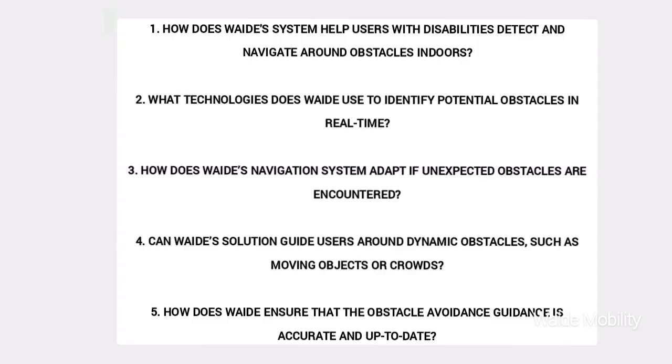1. How does Waide's system help users with disabilities detect and navigate around obstacles indoors? 2. What technologies does Waide use to identify potential obstacles in real time? 3. How does Waide's navigation system adapt if unexpected obstacles are encountered? 4. Can Waide's solution guide users around dynamic obstacles, such as moving objects or crowds? 5. How does Waide ensure that the obstacle avoidance guidance is accurate and up-to-date?